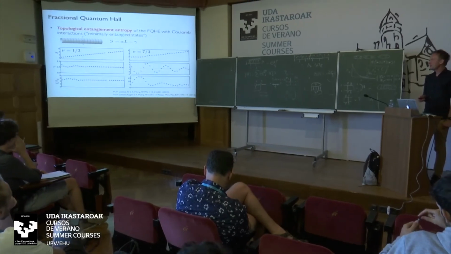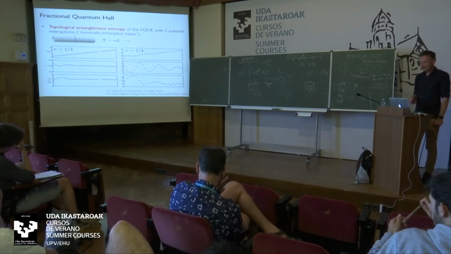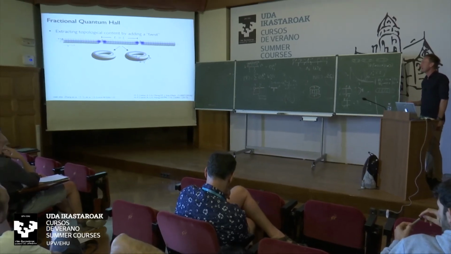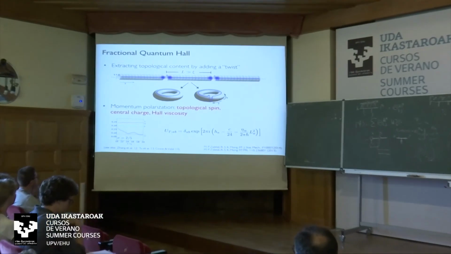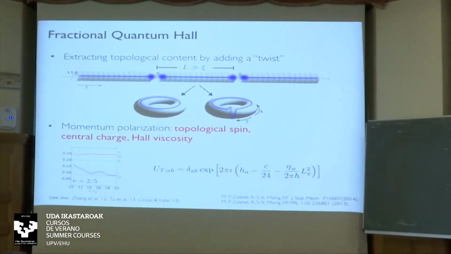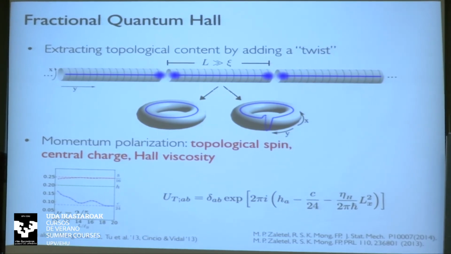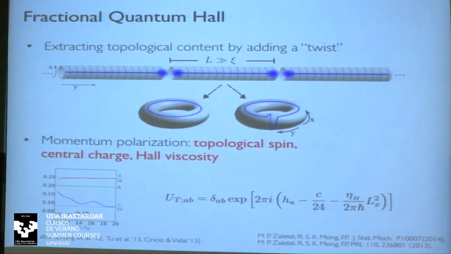So this is one way that we can address these systems, but using some slightly more involved tricks, we can also extract other quantities from it, including the topological spin of the anionic excitations, and also the central charge of the boundary theory and the Hall viscosity. So this is for a continuous fractional quantum Hall system.